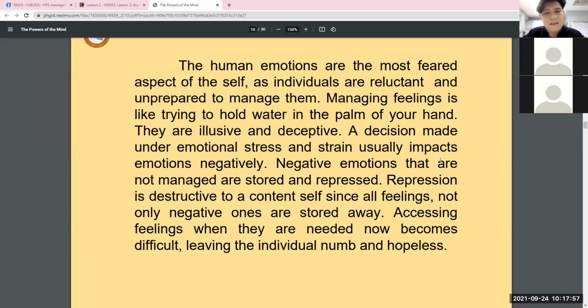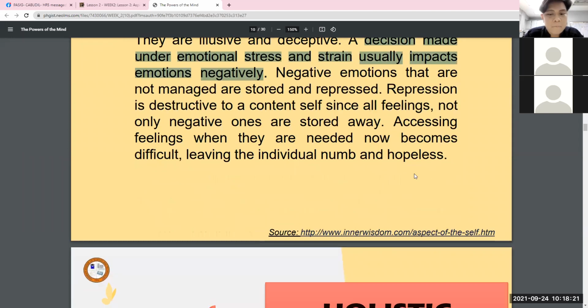Kaya sasabihin natin that is one of the most dangerous aspects of human life, the emotion. Okay? So, we need to develop those things. Dapat alam natin what decisions made under emotional stress and strain usually impact us negatively. We should know what to decide when we are under emotional stress. Okay? So, dapat alam natin yan.